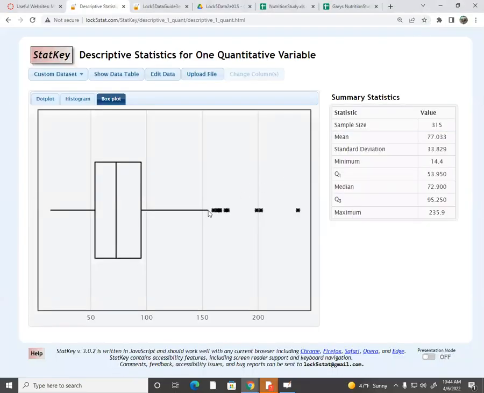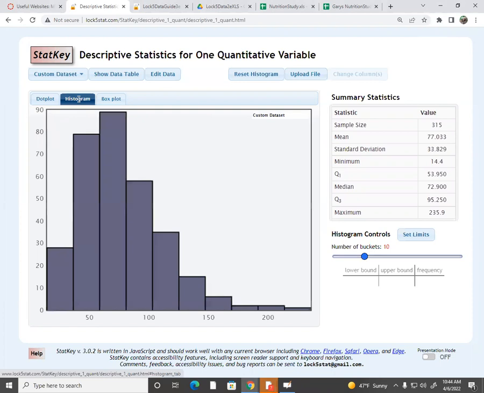StatKey is saying, starting at around 160.2 out to 235, those numbers seem to be bigger than the rest of the numbers. They don't fit with the other group. If I look at the histogram, I see a tail to the left there. I think the tail starts after 150 or around 150. Would you guys agree?